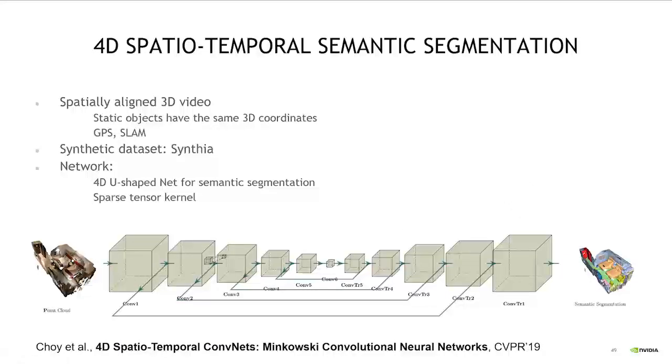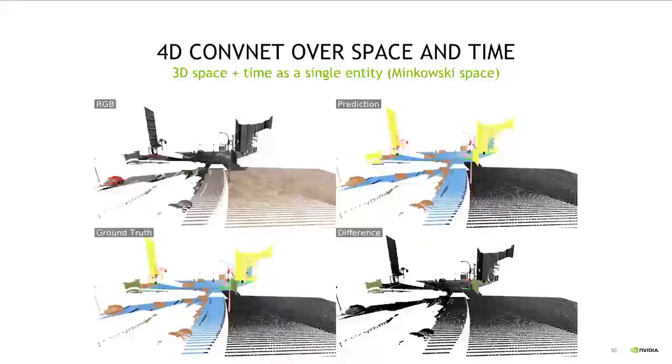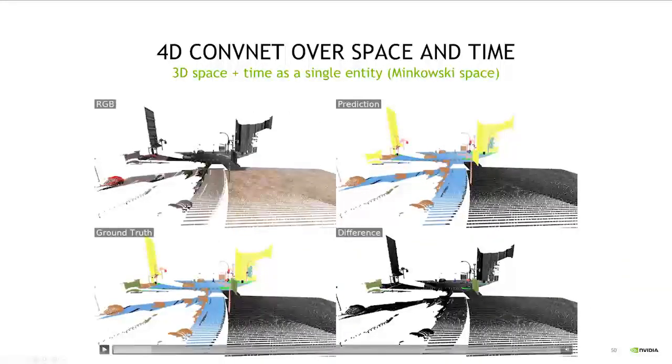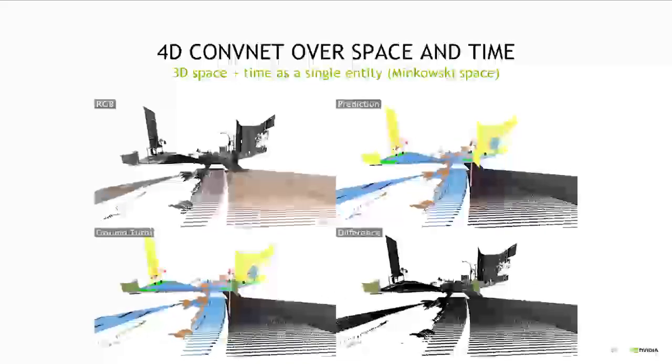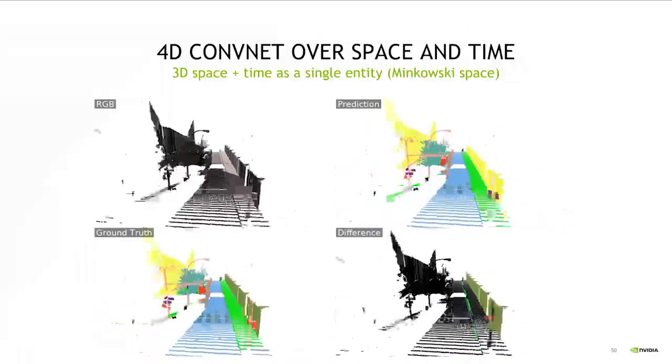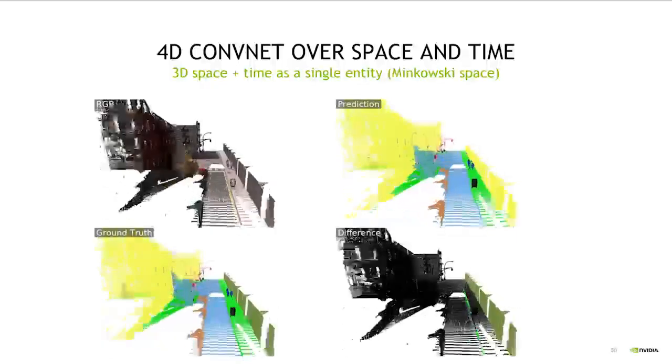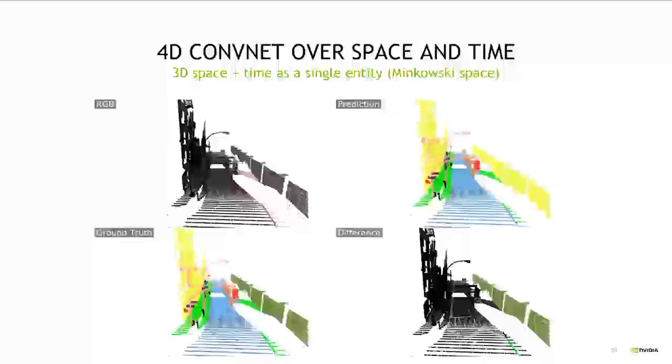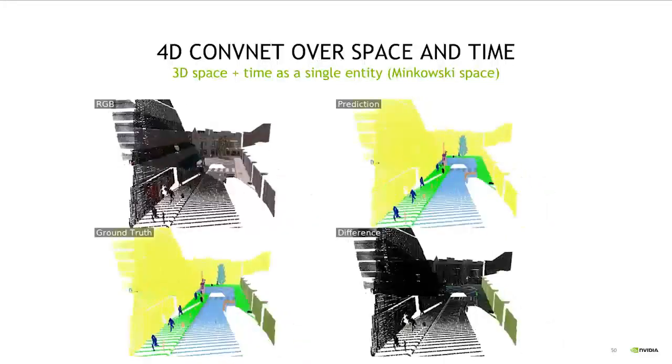To evaluate our network, we created a 4D semantic segmentation dataset from a synthetic dataset called Synthia. And we used the same network architecture that we use for 3D semantic segmentation. But we use a sparse tensor kernel to reduce the computational complexity of the 4D convolution. Here are the prediction results of our 4D spatio-temporal ConvNet. Notice that the predictions are very accurate, as the 4D convolution is applied not just on the 3D space, but also along the temporal dimension, which smooths the prediction.